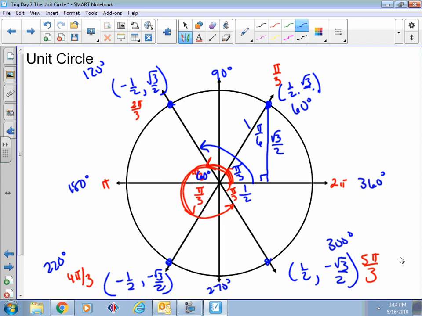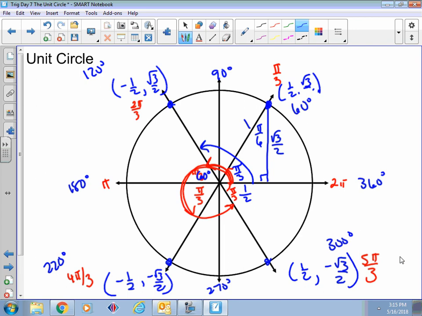I already started talking a little bit about day 8, where we are actually using sine of 330 degrees and cosine and secant of these angles to help us figure out trig ratios. But that's the idea behind the unit circle.